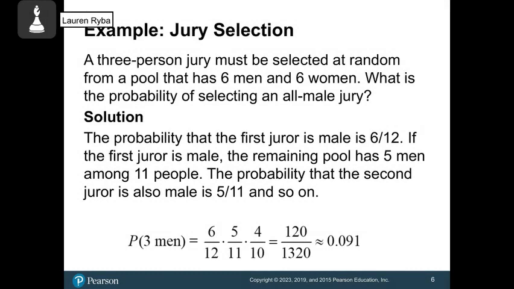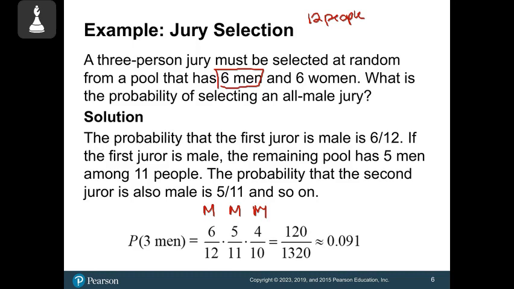Let's look at an example of jury selection. A 3-person jury must be selected at random from a pool that has 6 men and 6 women. What is the probability of selecting an all-male jury? Well, we have a total of 12 people. And what we want to get is a male followed by a male followed by a male. Well, if I first pick out of a hat, I've got 6 men total out of 12 people.